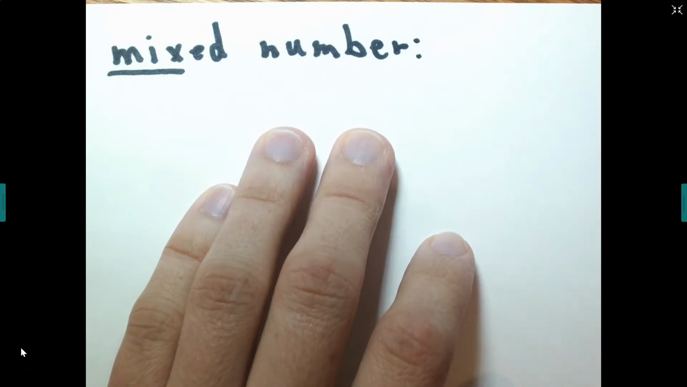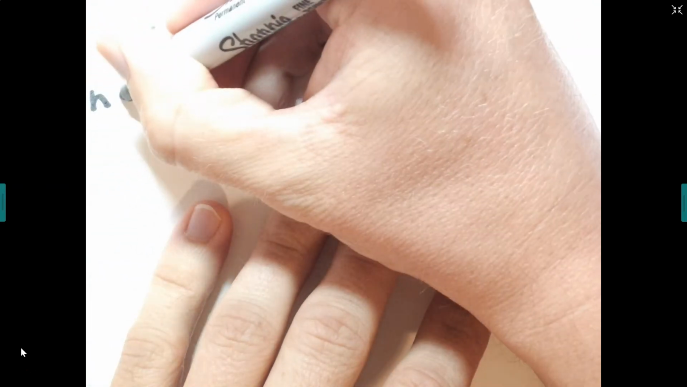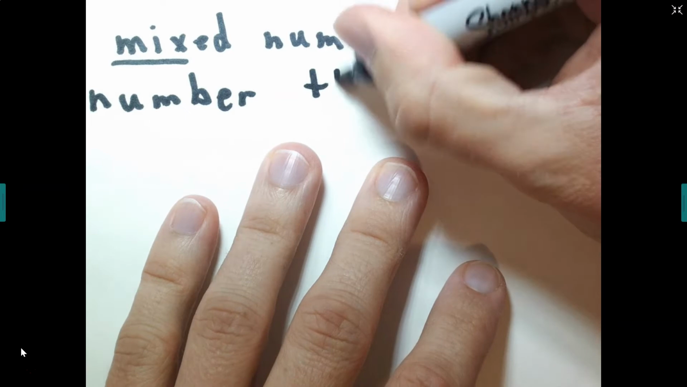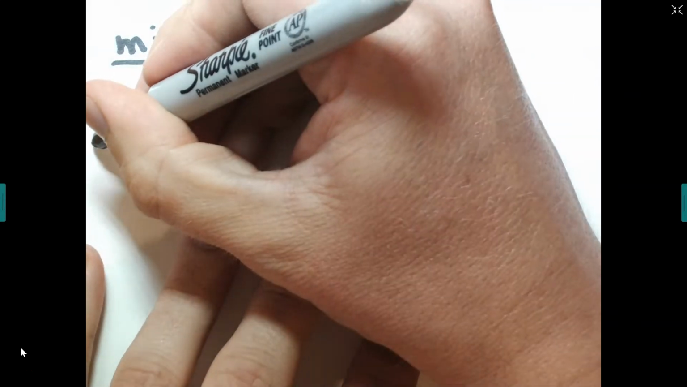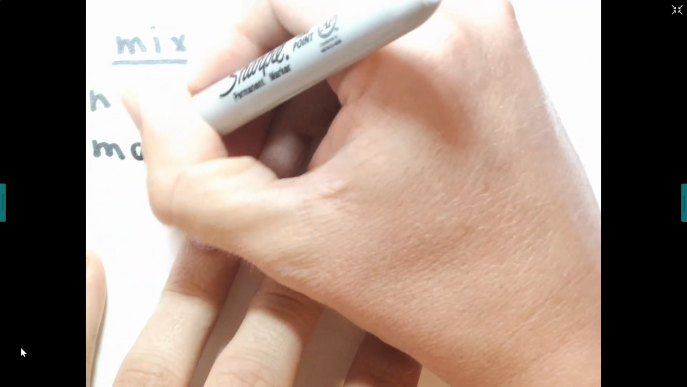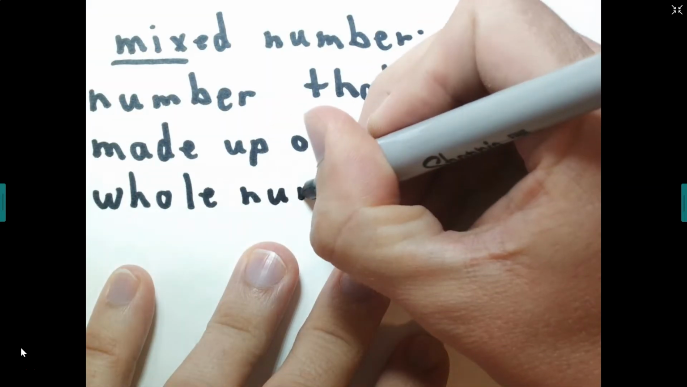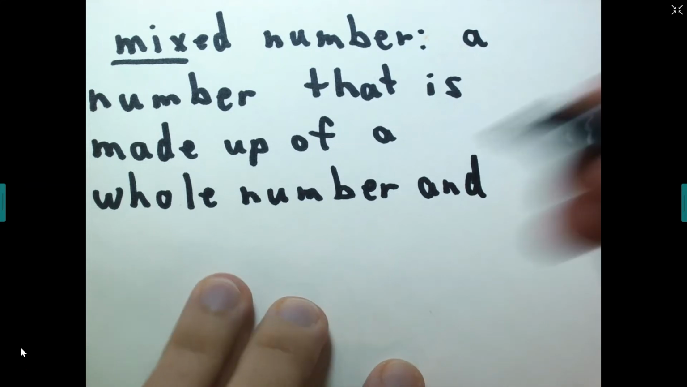Okay. A mixed number is a number that is made up of a whole number and a fraction.